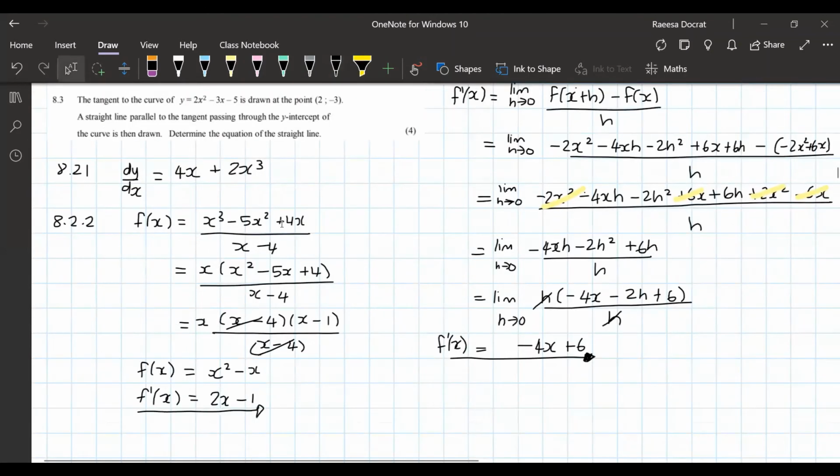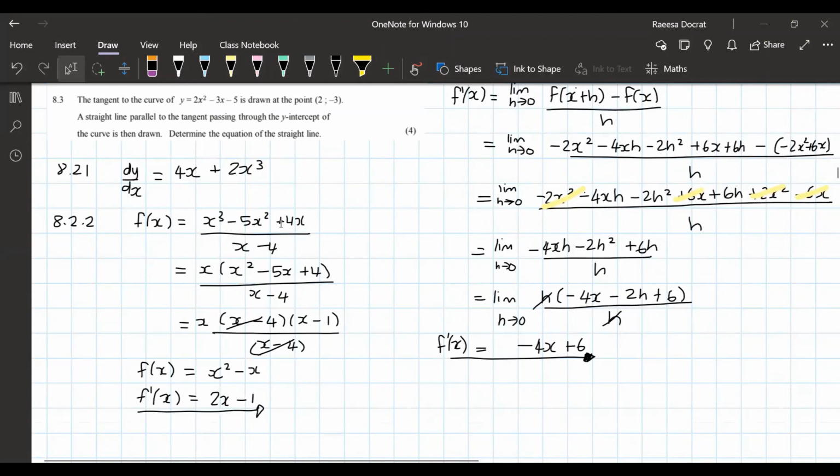Okay, on to the last question. It says the tangent of the curve y is equal to 2x squared minus 3x minus 5 is drawn at the point (2, minus 3). A straight line parallel to the tangent through the y-intercept of the curve is drawn. Determine the equation of the line.